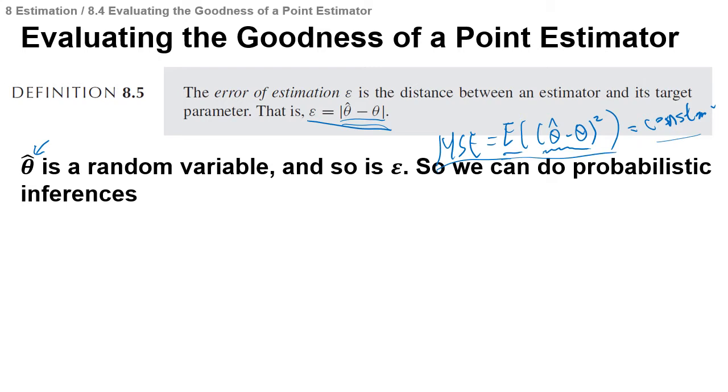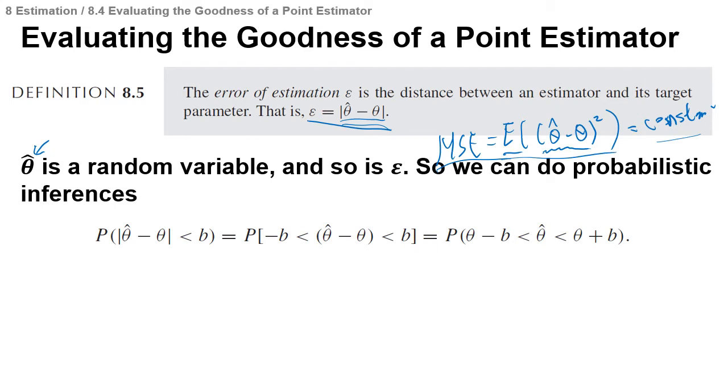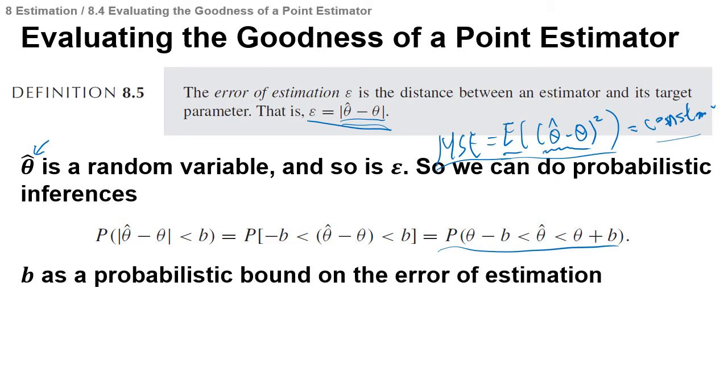So in that way, theta hat is again a random variable, and so we can do probabilistic inference, something like this. The probability that the error of estimation is less than b, and then we can calculate this probability based on the probability distribution of the random variable. B is a probabilistic bound on the error of estimation.